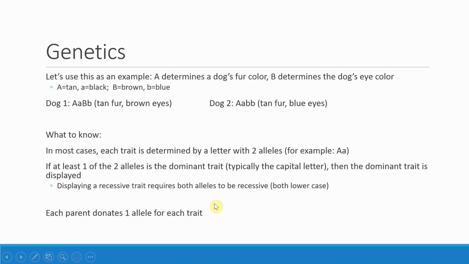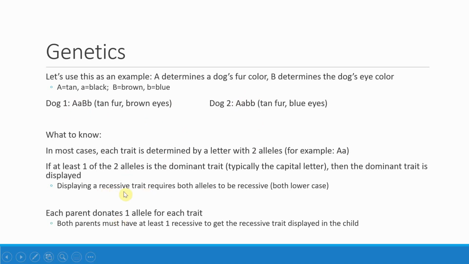The next thing to know is when these two dogs have a kid or child, each of those parents is going to donate one allele for each trait. So that means from the A's, dog 1 here is going to give either this A or this A. And then dog 2 is going to give this A or this A. And then the same will be true for the B's. And you combine them to get the child.